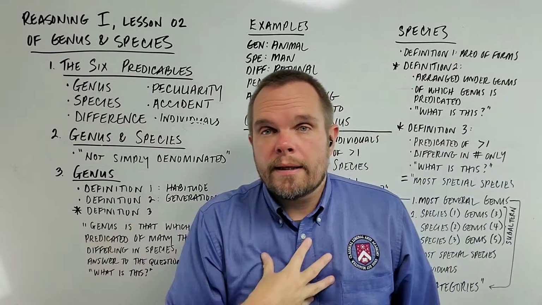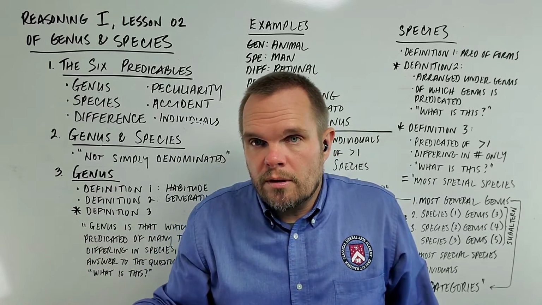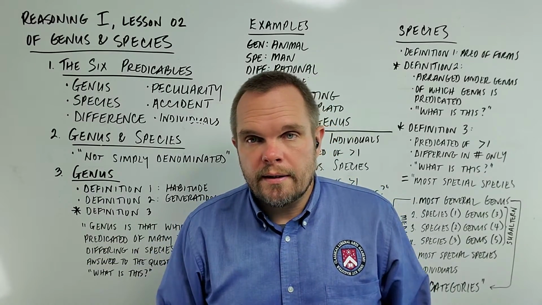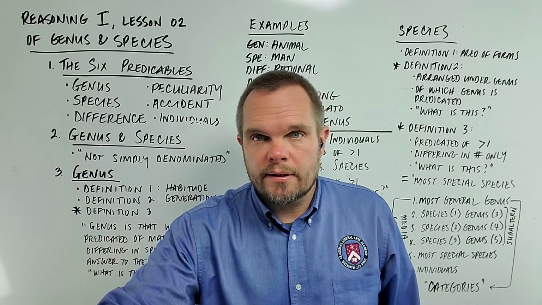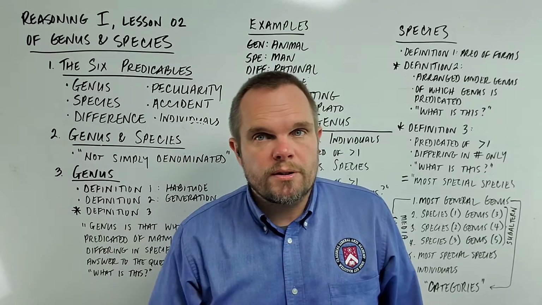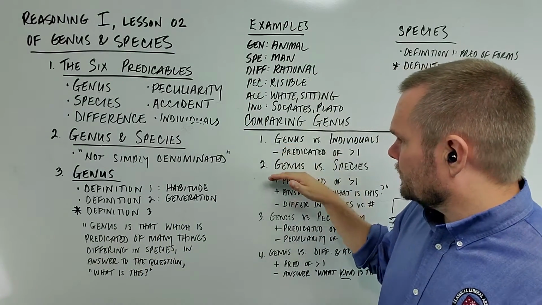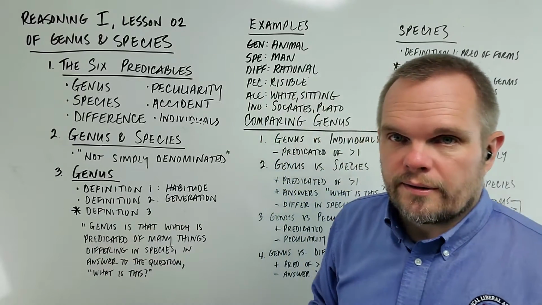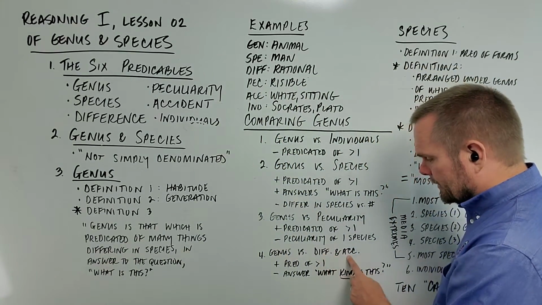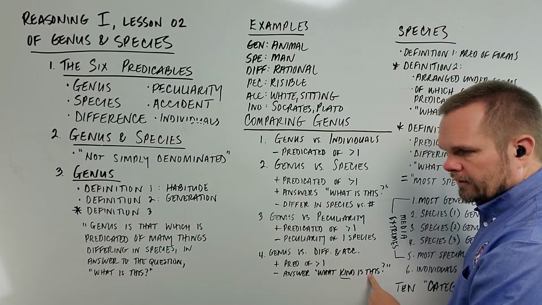What is that? Pointing to me. That's a rational thing. That would be true. Rational is a quality that answers the question, what kind of thing is this? But it doesn't answer the question, what is this? Only genus and species answer the question, what is this? Difference and accident answer the question, what kind is this?